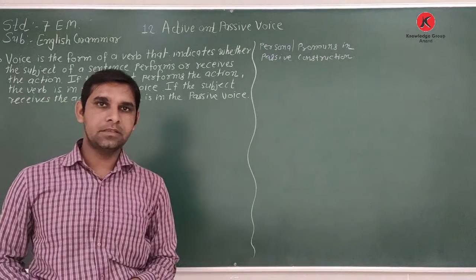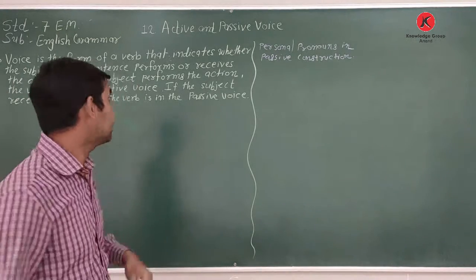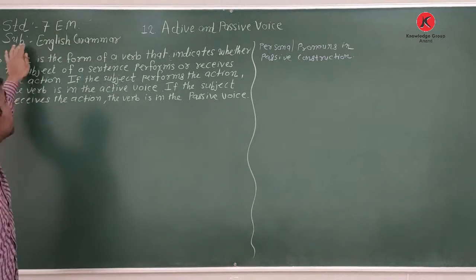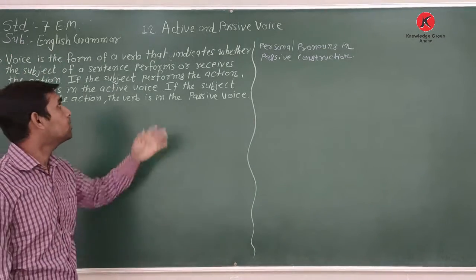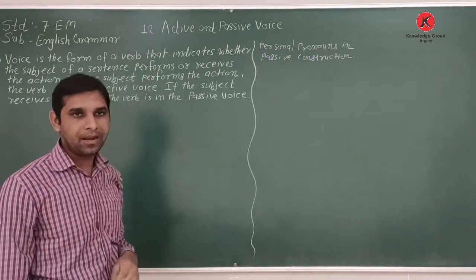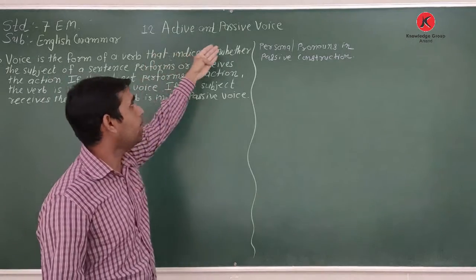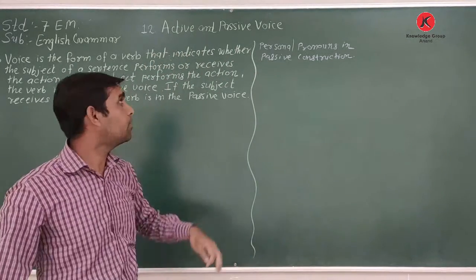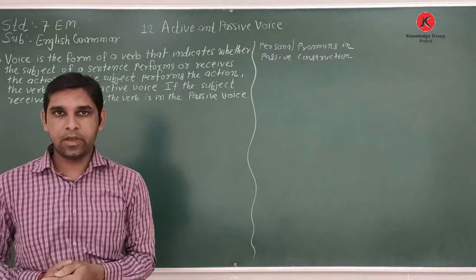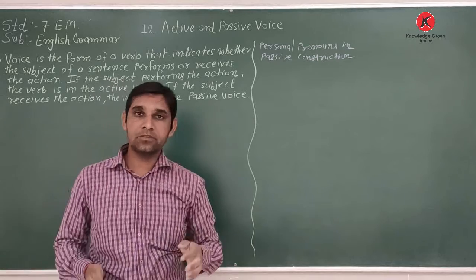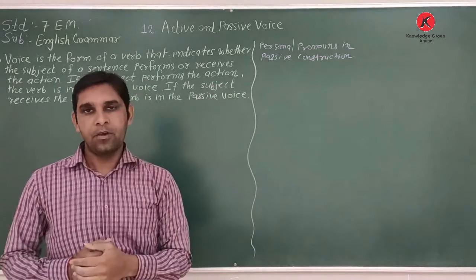Good morning, students. Today, for standard 7 English medium, subject English grammar, it's a new chapter, chapter number 12. The chapter name is Active and Passive Voice. What is the chapter name? Active and passive voice. Today I am going to discuss active and passive voice with you.